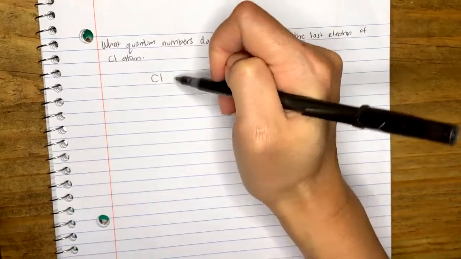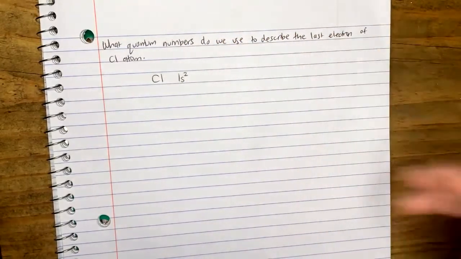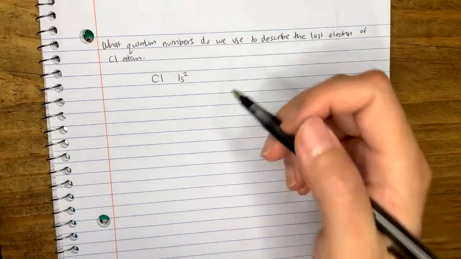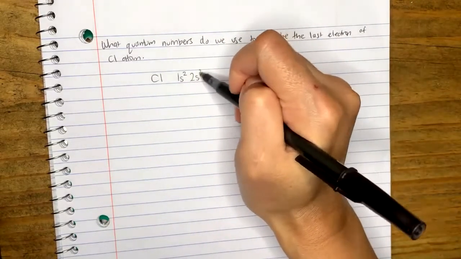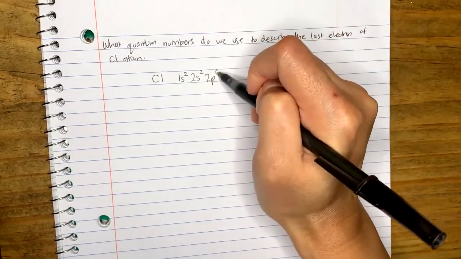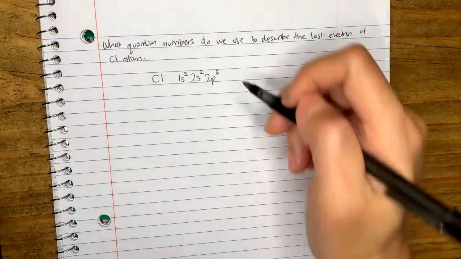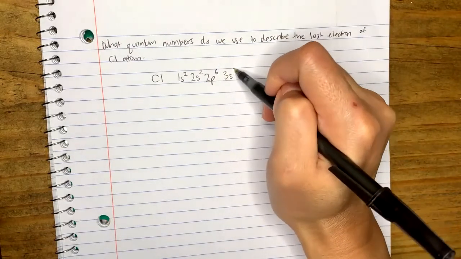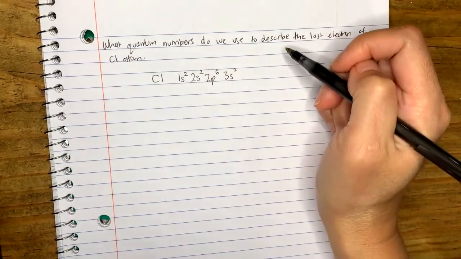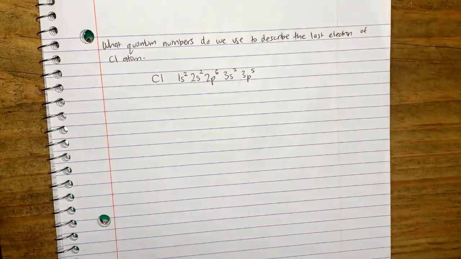So in chlorine, there's 17 electrons in there, and the first ones go in 1s. There's 2 of them right there. And then we go to 2s, there's another 2. And then we go to 2p, there's 6 there. So far you've used up 10 electrons, right? So now we got 7 more we gotta fill in. The next one is 3s. There's 2 more, that's 12. And then 3p5. That's how you get all 17 electrons.